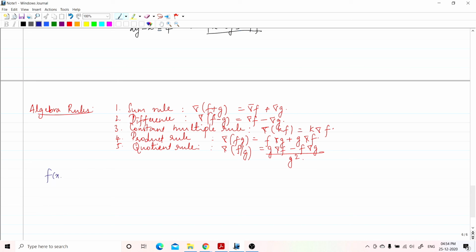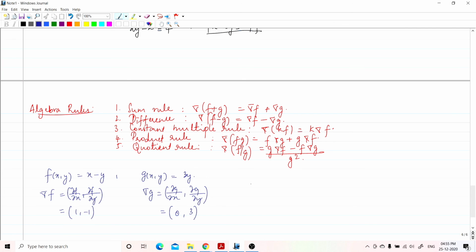You are given a function f of x, y, which is x minus y, and your function g of y is 3y alone. So if you find your del f, it is going to be del f upon del x comma del f upon del y, which is 1 comma minus 1, and your del g is del g upon del x comma del g upon del y. This is 0 comma 3.